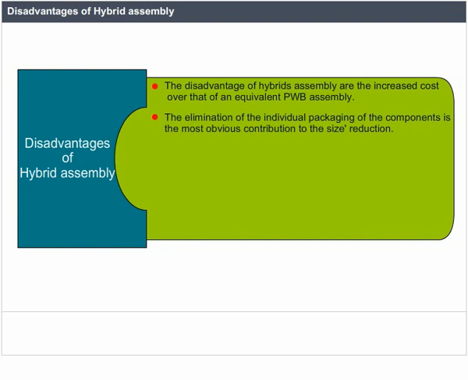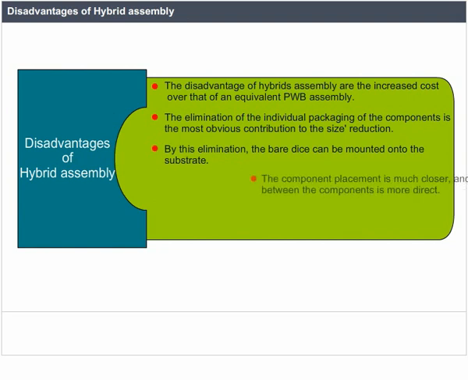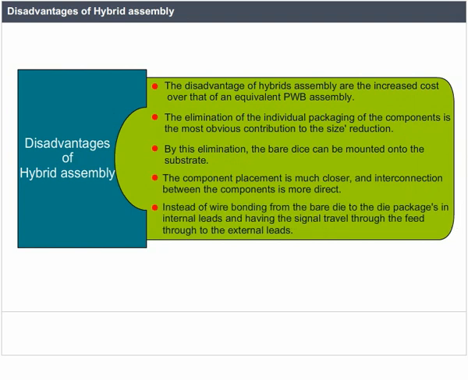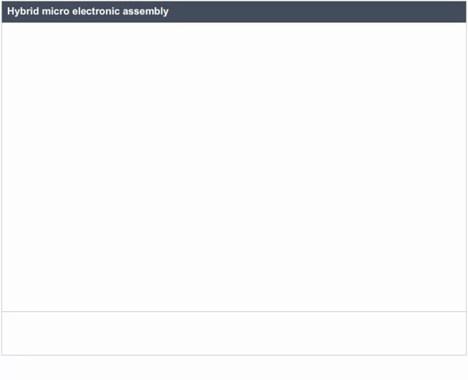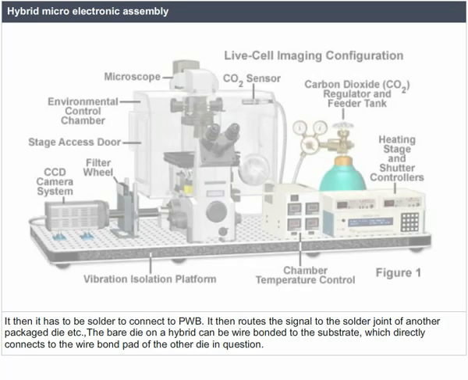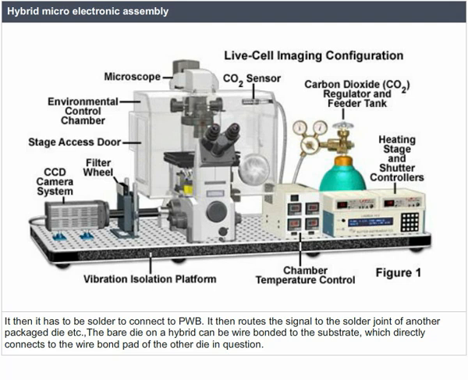By this elimination, the bare dies can be mounted onto the substrate. The component placement is much closer and interconnection between the components is more direct. Instead of wire bonding from the bare die to the die package's internal leads and having the signal travel through the feed-through to the external leads, as in a PWB assembly, it has to be soldered to connect to the PWB. It then routes the signal to the solder joint of another packaged die, etc.